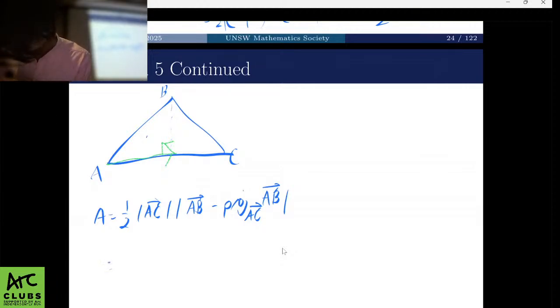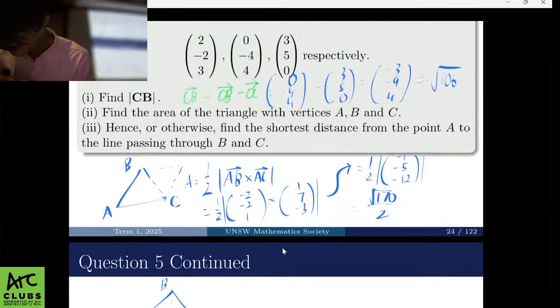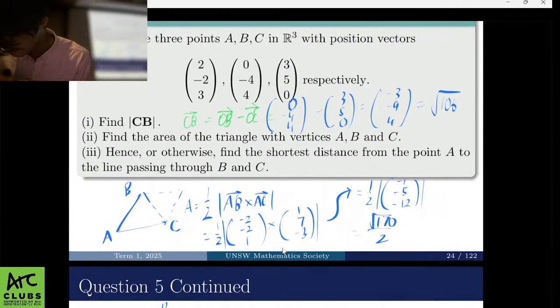And so what does that look like in this case? Well, we get the area to be half times the base, which is the magnitude of AC, times the height itself, which is AB minus the projection of AB onto AC, which will be this minus this, which gives you this. And so we take the magnitude of the subtraction of vectors. So we get half times, what's the AC? That would be 1, 7, minus 3, the magnitude of that being root 59.